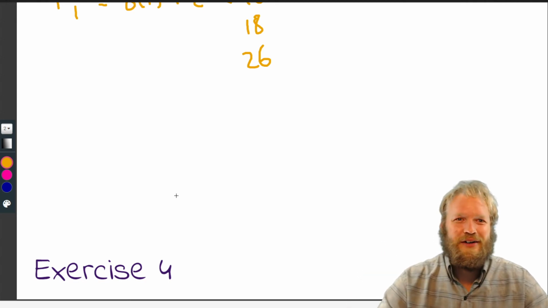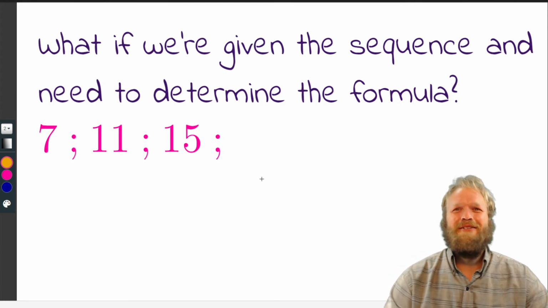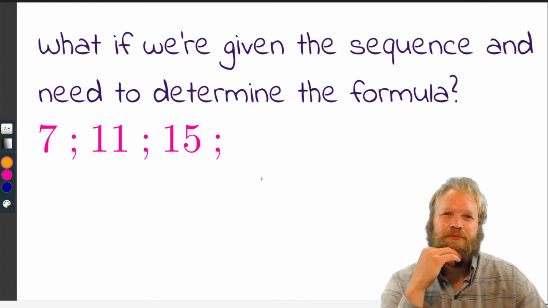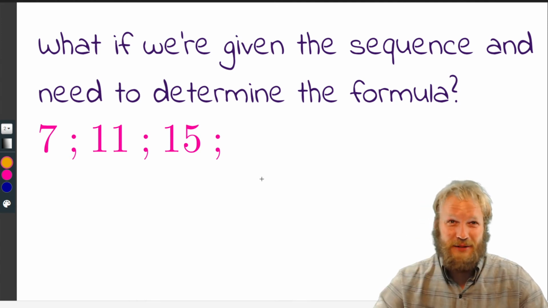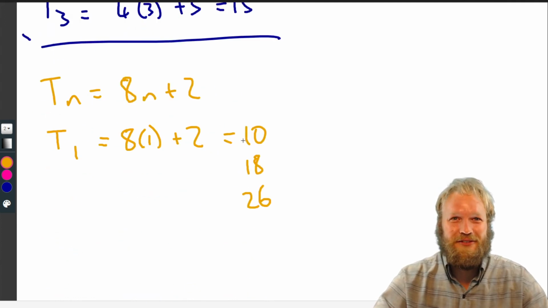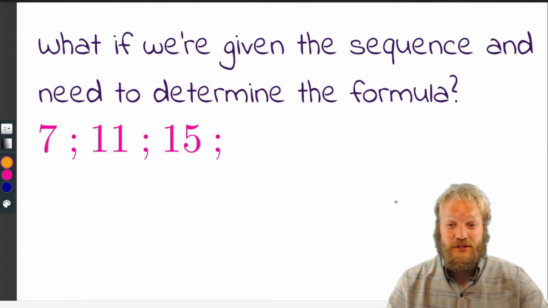And we're back. Yeah, let's see. So what happens if we're given the sequence and we need to work out the formula? Okay, now, yes, this is the same sequence. So before you think, oh, it's the same one, well, it is the same one purposely. So we've got 7, 11, 15. And we know what that formula should be. Let's see how we could work backwards this time.